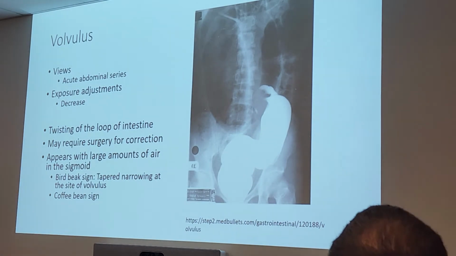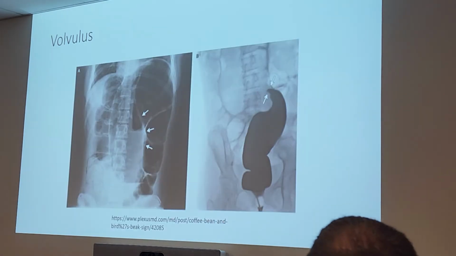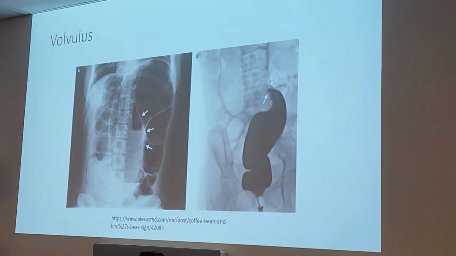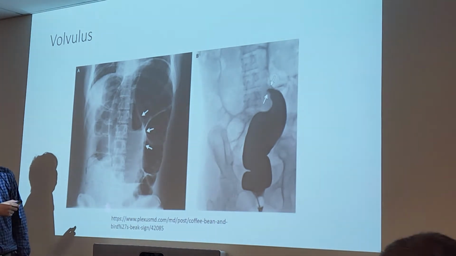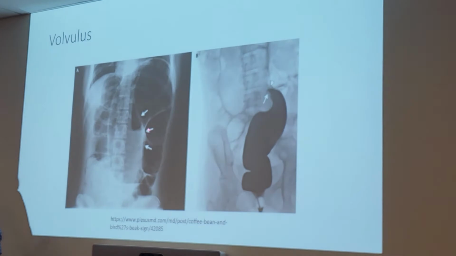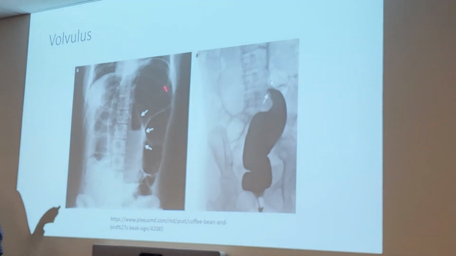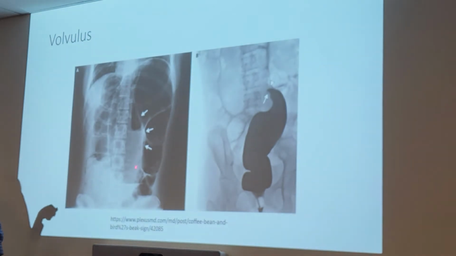So let's take a look at some other images here. So over here, we kind of have our coffee bean sign. This one's not as clear, but you can kind of see that. And then on this side, you have the bird beak sign. Once again, that tapering off of the sigmoid.